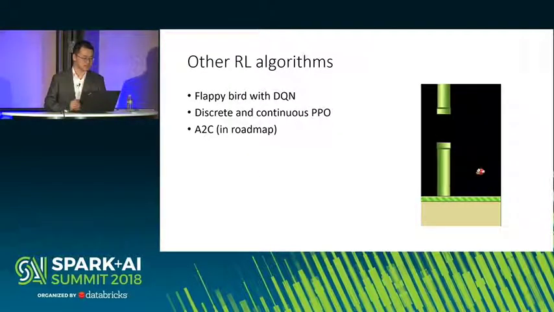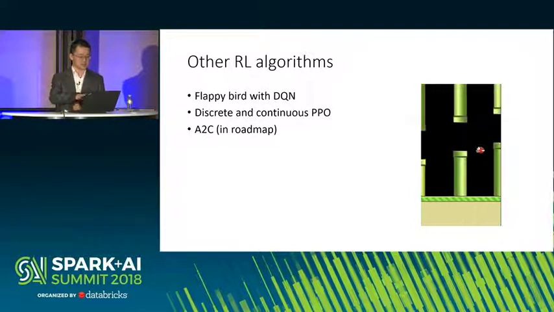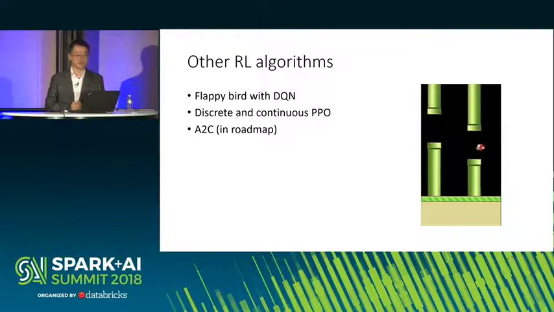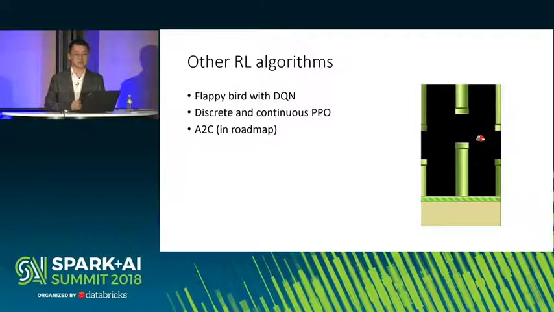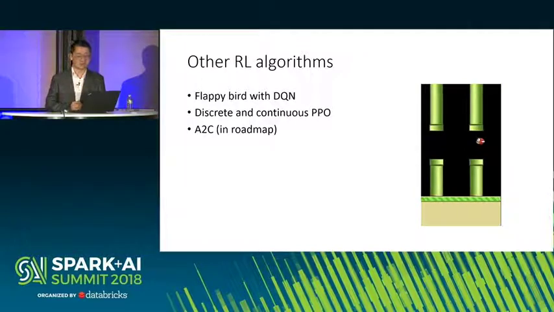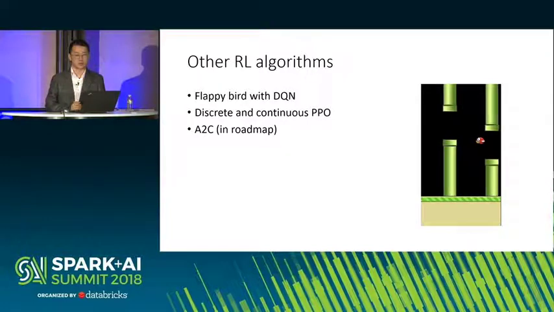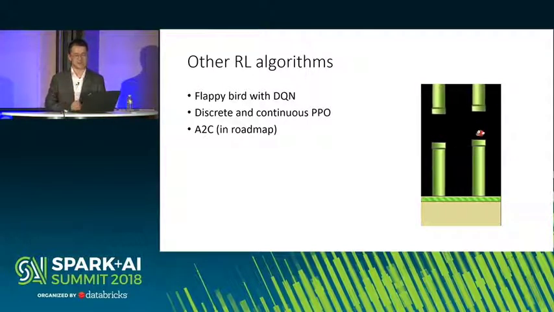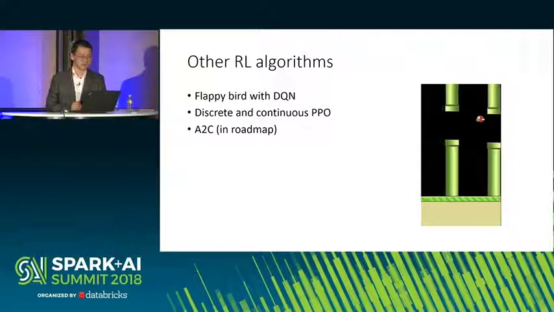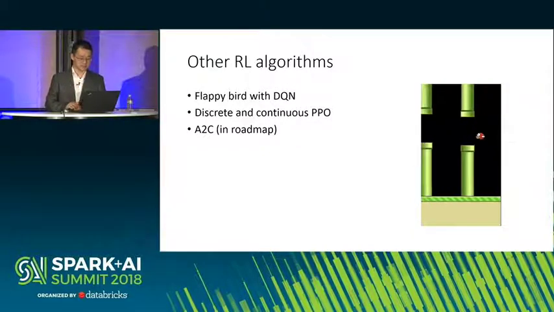And we are still exploring other algorithms, like we built this Flappy Bird demo with DQN. It can directly capture the image from the screen. So we are using a CNN-based network for this demo. And it's also available in Analytics Zoo if you are interested. We further built the discrete and continuous PPO algorithms, which is a state-of-the-art policy-based solution for reinforcement learning. And the A2C algorithm is also another candidate that is in the roadmap.